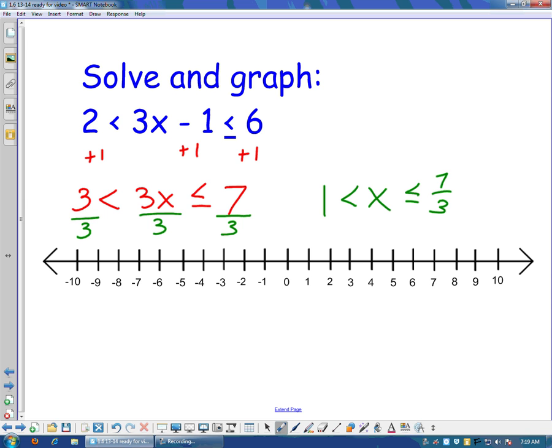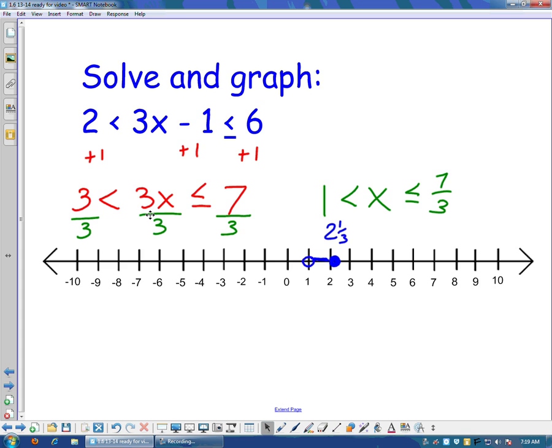So I'm going to put a closed circle at 2 1/3. And since that's not actually on my number line, I don't see 2 1/3 written, I need to write it in. So there's 2 1/3, and then here's 1. Right here, I want an open circle there, and I want shading in between. So that is my graph.